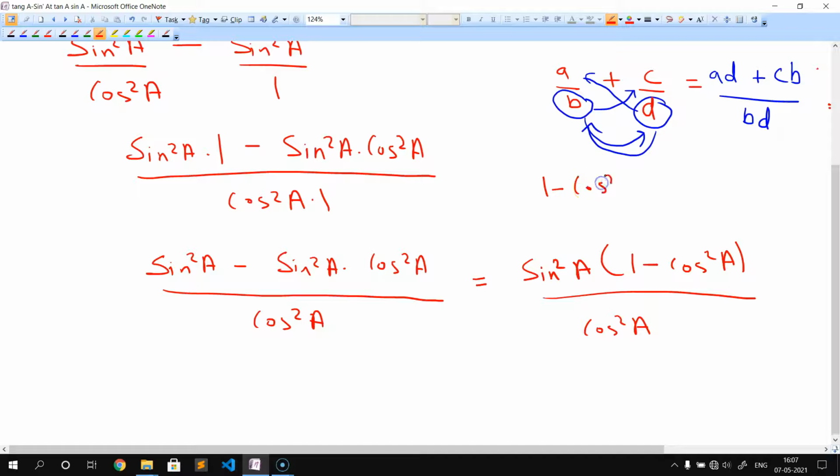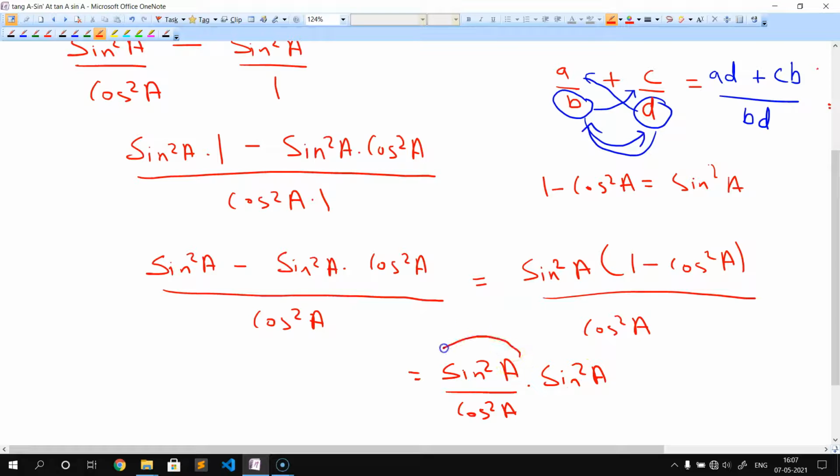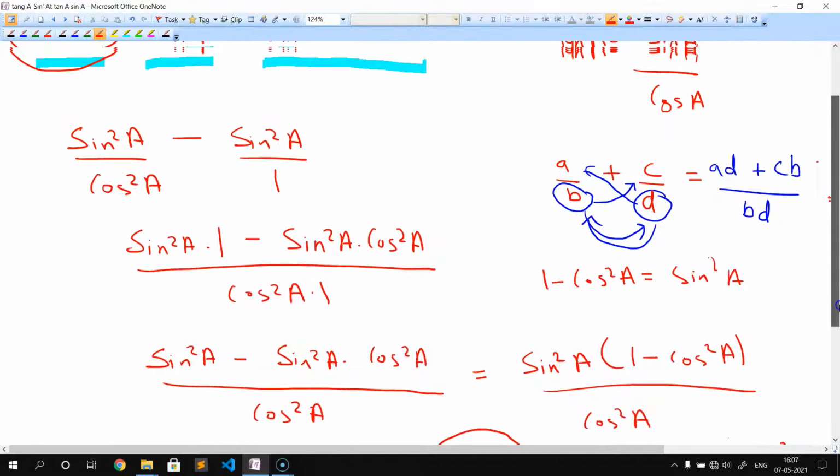One minus cos square A is equal to sine square A as per the formula. So we can write it as sine square A upon cos square A dot sine square A, and this sine square A upon cos square A will become tan square A. Tan square A dot sine square A. This is what we have to prove.